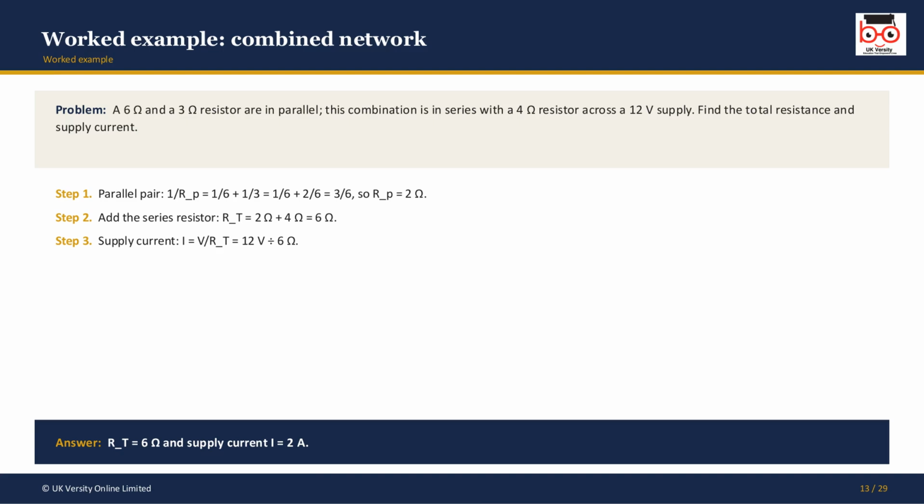Let's tackle a network with both. A 6 ohm and a 3 ohm resistor sit in parallel, and that combination is in series with a 4 ohm resistor across a 12-volt supply. Start with the parallel pair. 1 over the parallel resistance equals 1 over 6 plus 1 over 3, which is 1/6, plus 2/6, or 3/6, giving 2 ohms. Add the series resistor and the total is 2 plus 4, so 6 ohms. Finally, the supply current is 12 volts over 6 ohms, which is 2 amps.